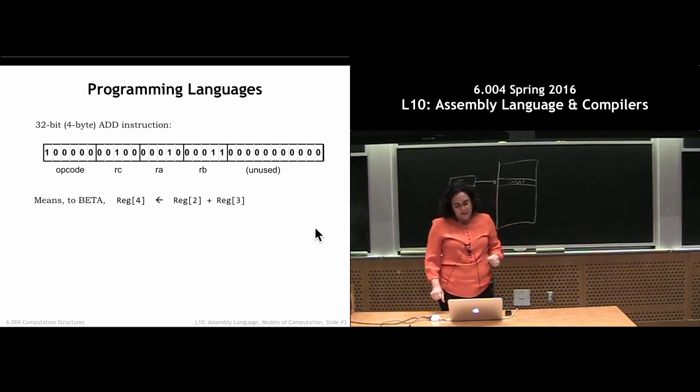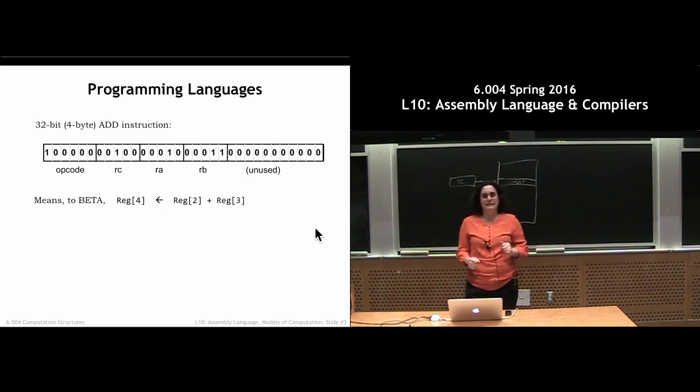Good. So we have here a binary encoding of an add instruction. As we said, our beta expects to get all of its instructions encoded in binary. Let's look at what this is telling us. We have 6 bits of opcode, and this particular opcode happens to be for an add. We have RC, our destination register, telling us that we want to write to register 4. Then we have our 2 source registers, R2 and R3, and then this unused portion.